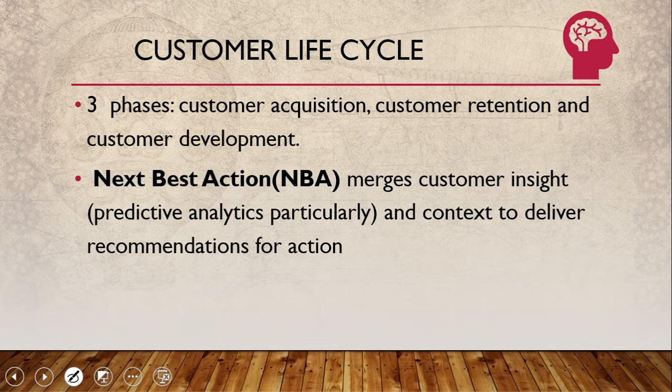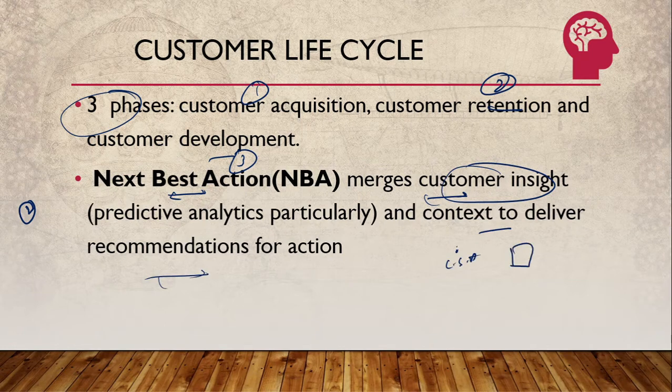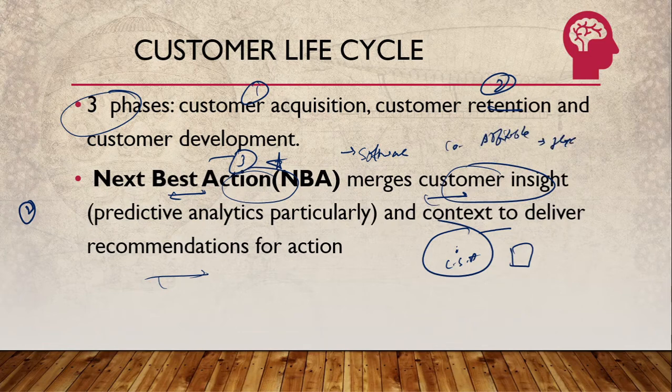We know that in the customer life cycle there are basically three phases: acquisition, retention, and customer development. When you are running analytics, there are two important terms that we need to understand. One is the next best action. The NBA, or next best action, gives us insight into the customer data, and based on that, the software automatically helps the customer service agent identify what next action he should take so that he can convert the customer into a profitable customer, or retain the customer.